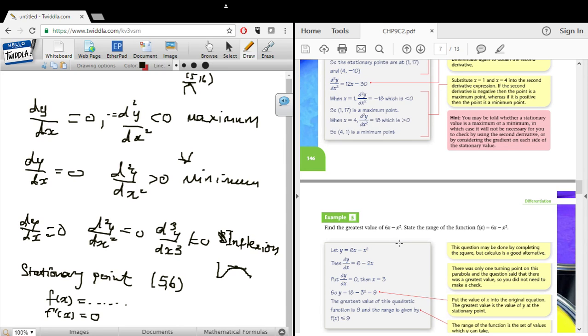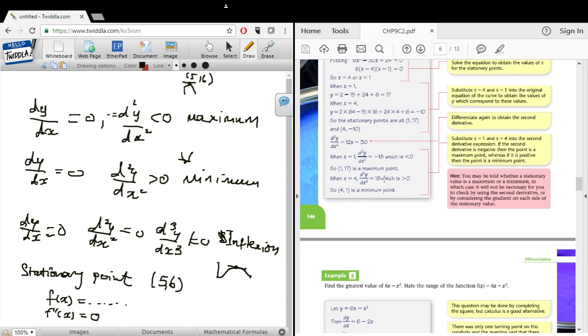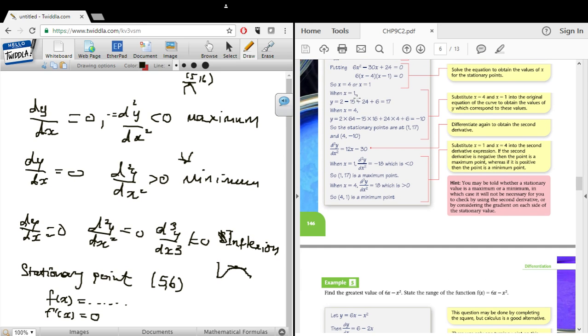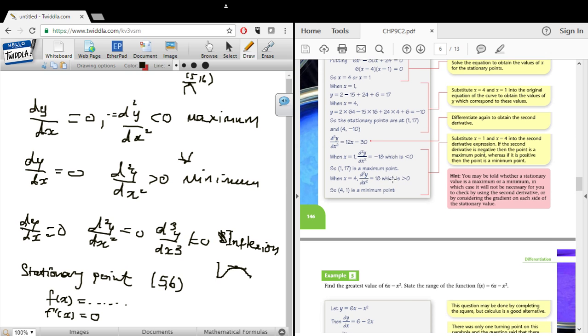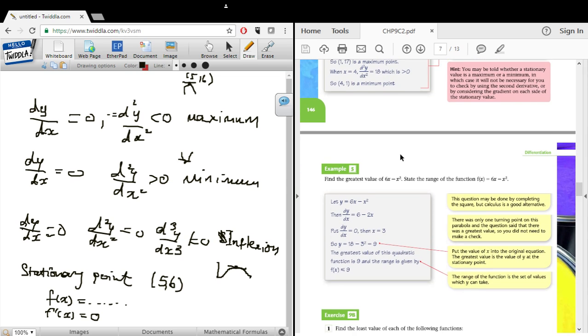So now we can say comfortably that this point here is a maximum point. So it increases and then it starts to decrease. And this point here is a minimum point. So it's decreasing, and then when it gets to that point, 4 minus 10, it starts to increase. It changes its direction.